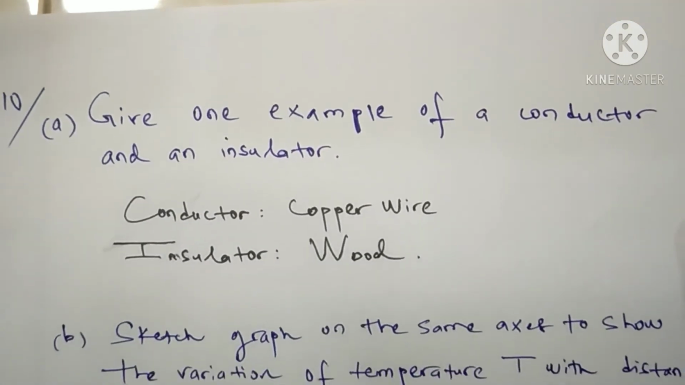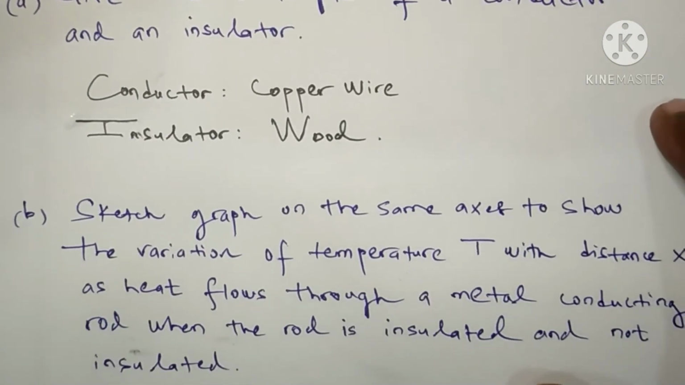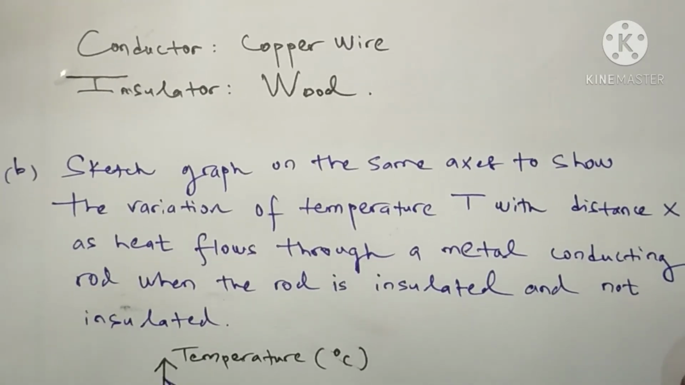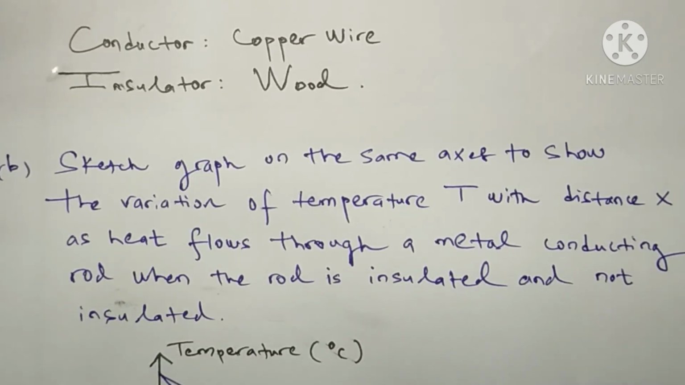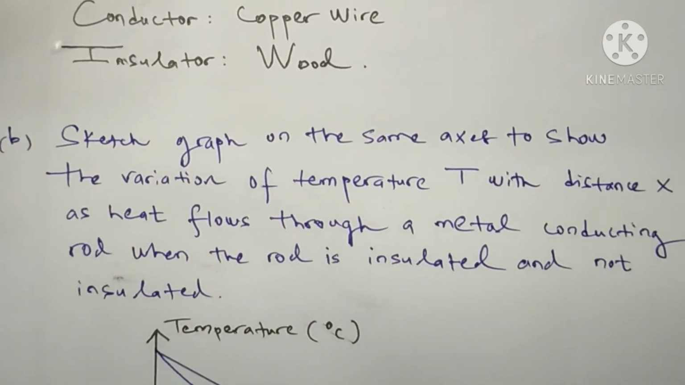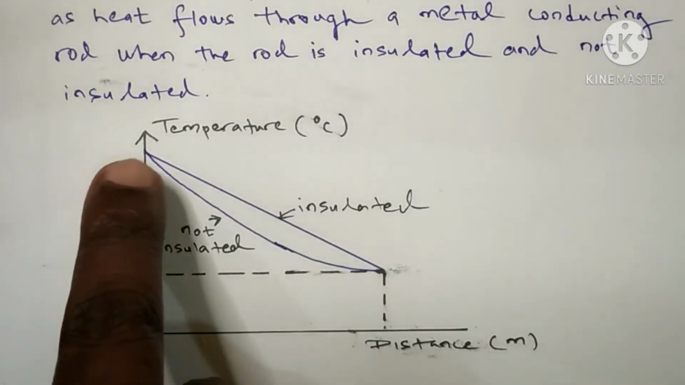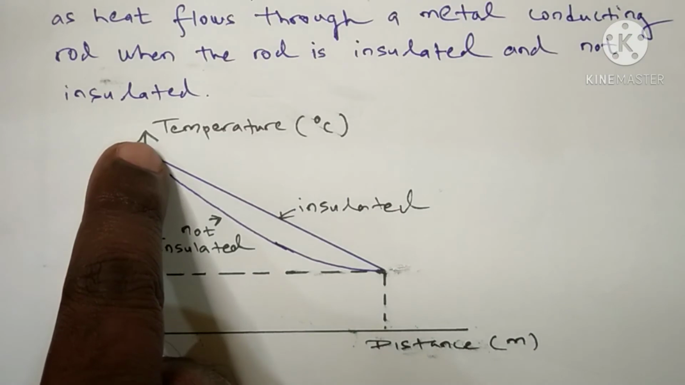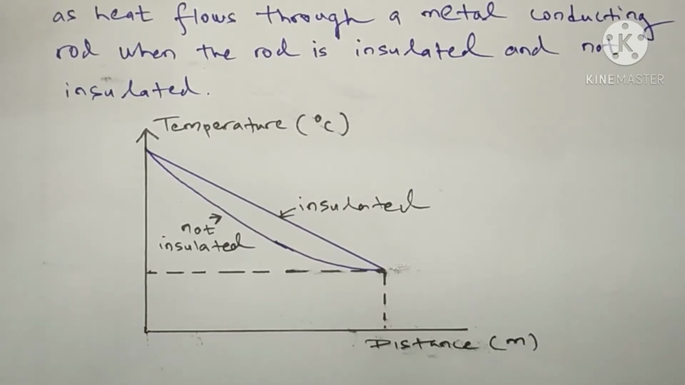And sketch a graph on the same axis to show the variation of temperature T with distance x as heat flows through a metal conducting rod when the rod is insulated and not insulated. So for the graph of temperature against distance, we can see for insulated it is a straight line, and for non-insulated it is a curve. Piece of cake, you just need a cup of coffee at this moment.